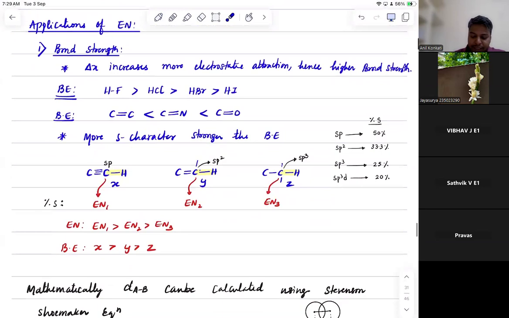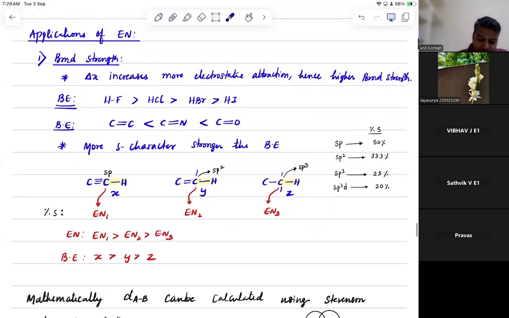Now let's see the applications of electronegativity. First, bond strength. As delta X increases, with more electronegativity difference there is more electrostatic attraction, and higher is the bond strength, like HF, HCl, HBr, and HI. This is how the bond energy will be, which means bond strength is higher for HF. Then C double bond C will have less bond strength than C double bond O, because the electronegativity difference is increasing here.